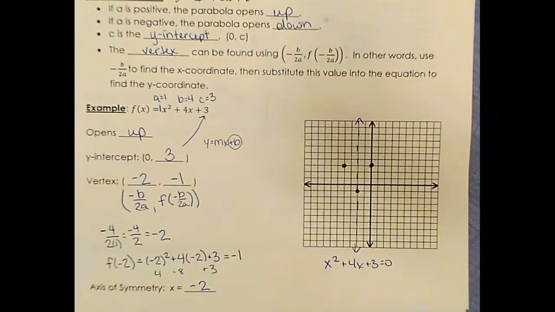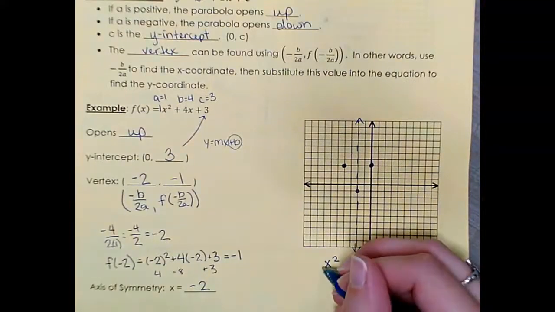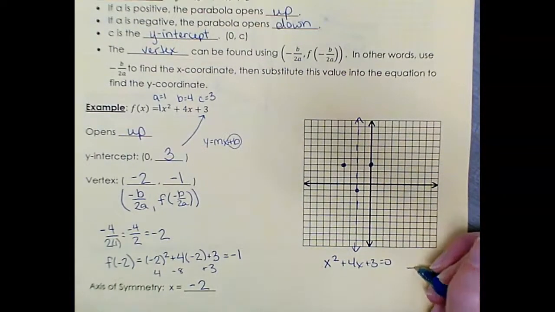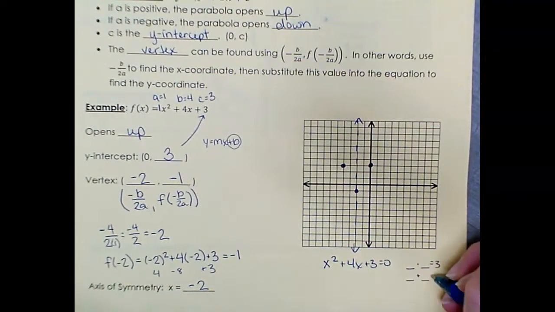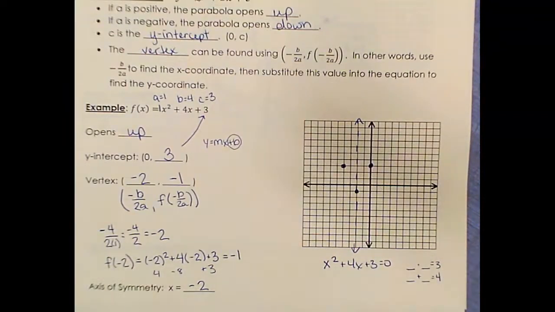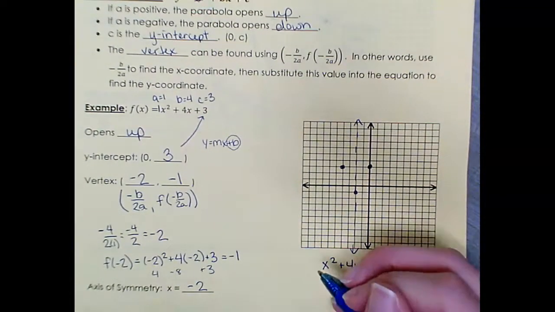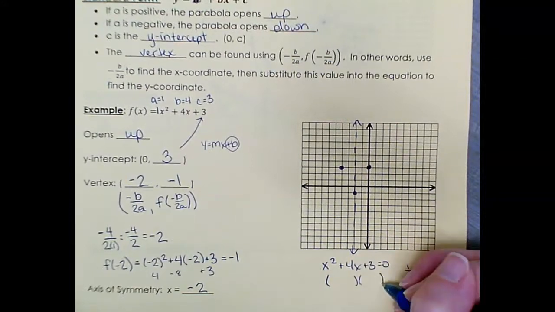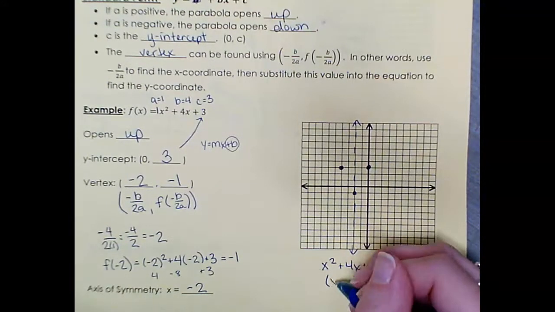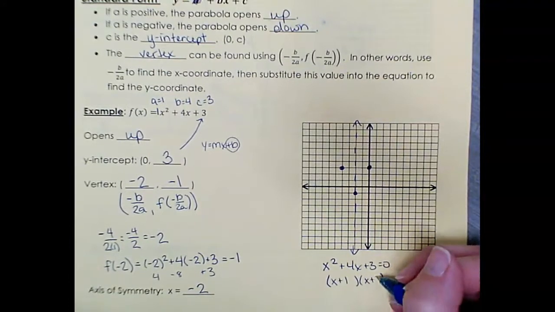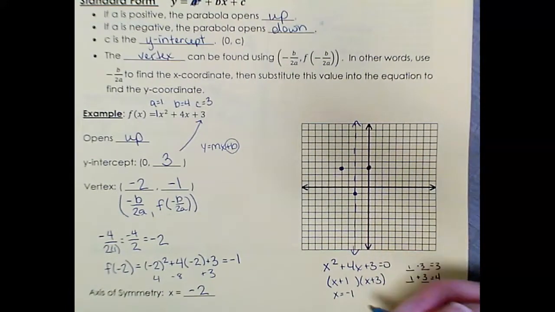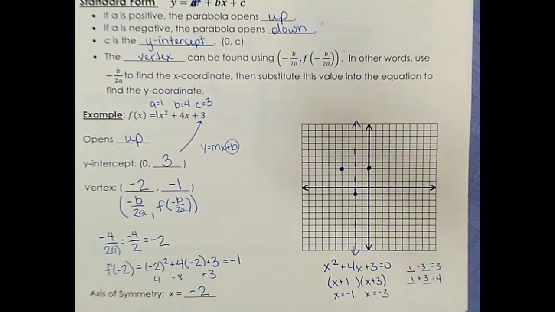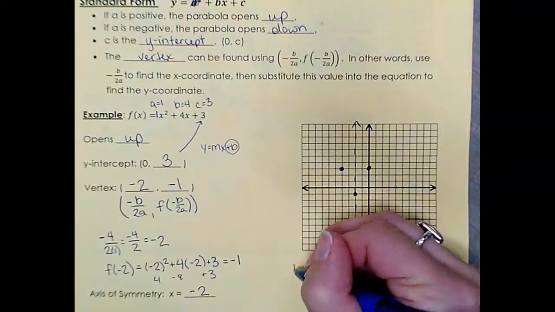If I factor this quadratic, a is 1, so I'm just going to find my magic numbers. I need two numbers that multiply to give me 3 and add to give me 4. What two numbers do that? 1 and 3 do that. So my factored form is x plus 1 and x plus 3. And my roots are the opposites, x equals negative 1 and x equals negative 3. These are my roots.